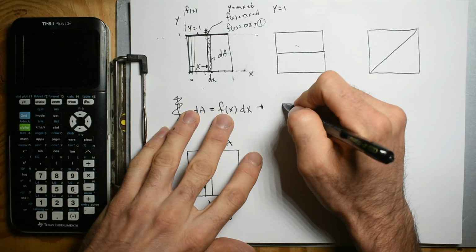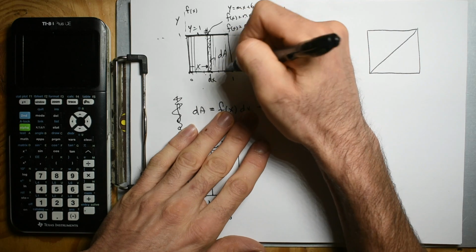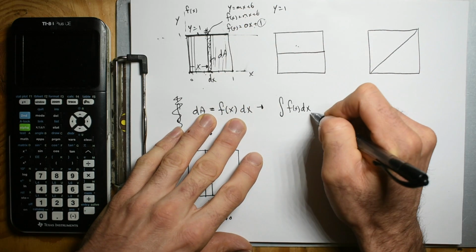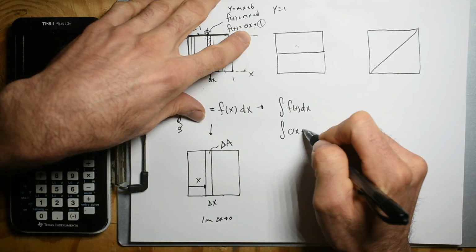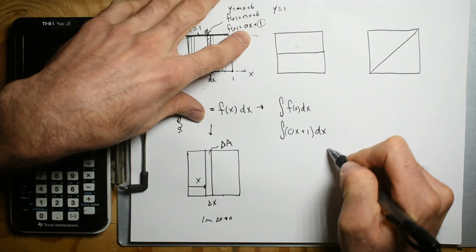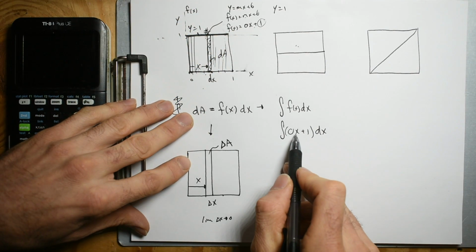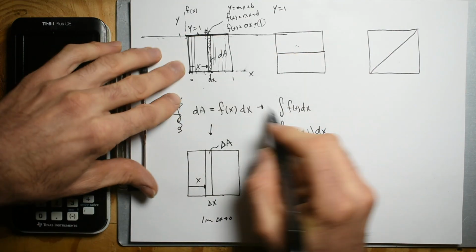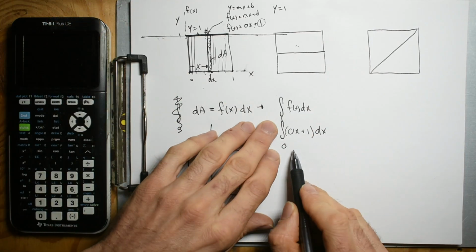But I'm just going to say, hey, this integral is the summation of all of those strips. And so we have the integration of f of x dx. Our function is the integral of 0x plus 1 dx. And that would be the area. This would represent the area under this entire line, but we just want the area under 0 to 1. 0 to 1. So those are our limits.